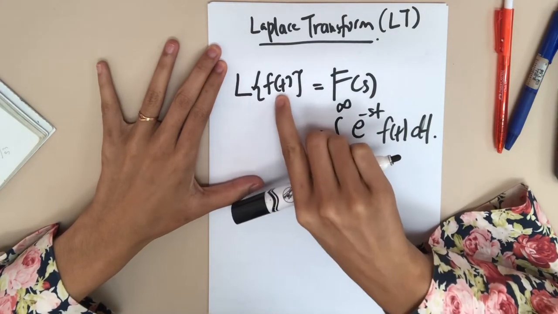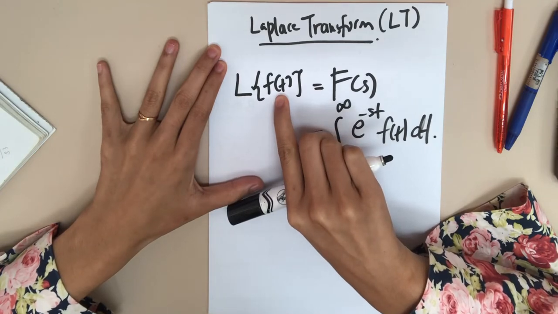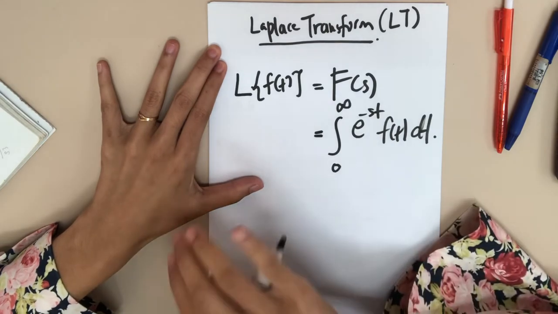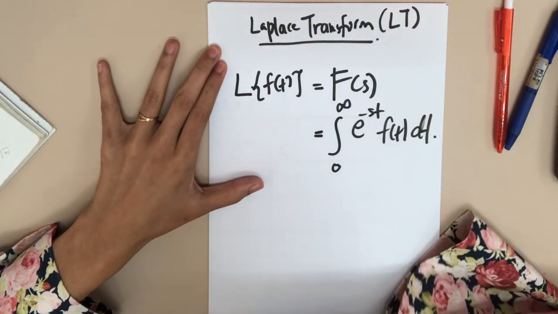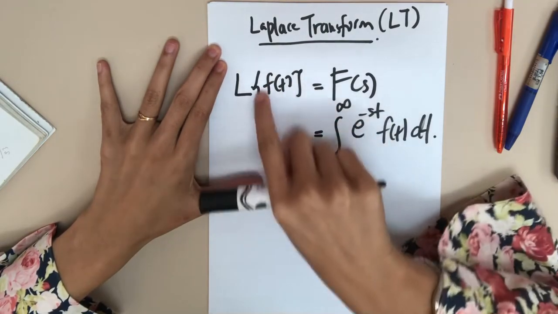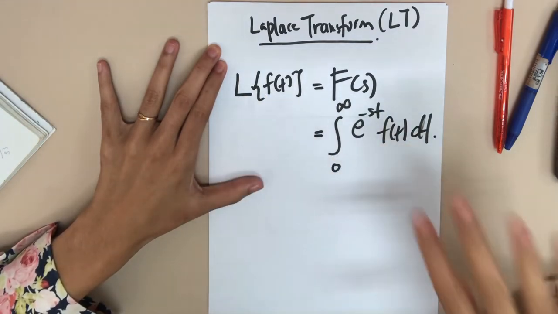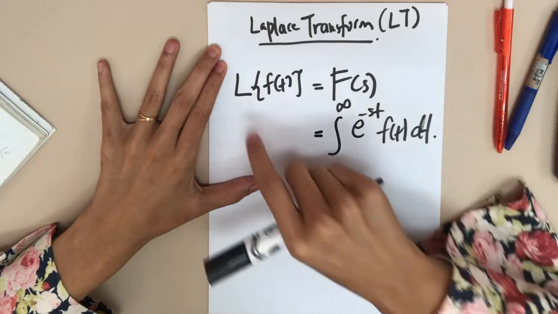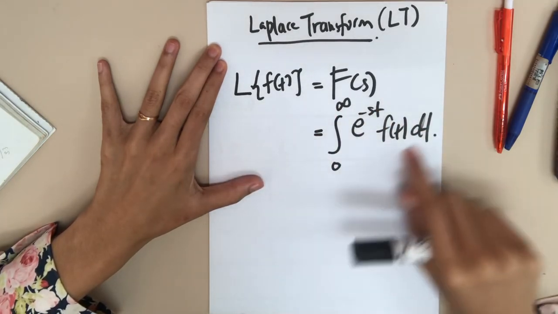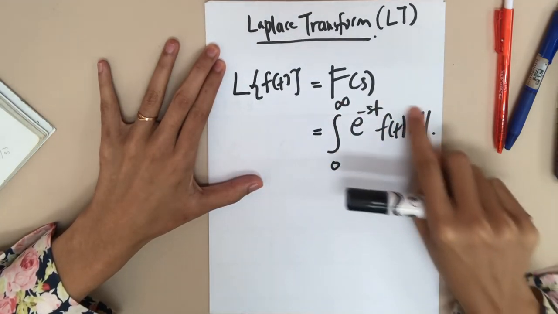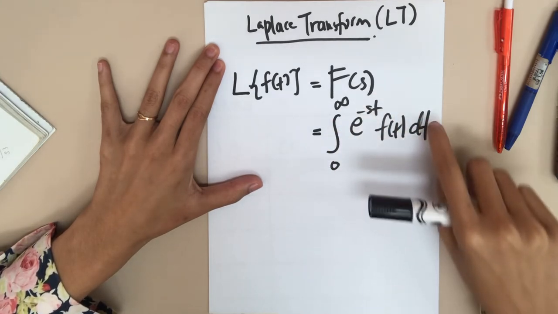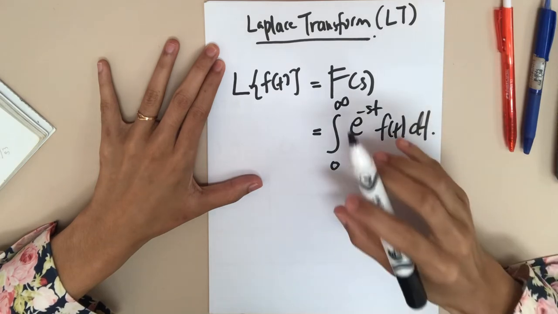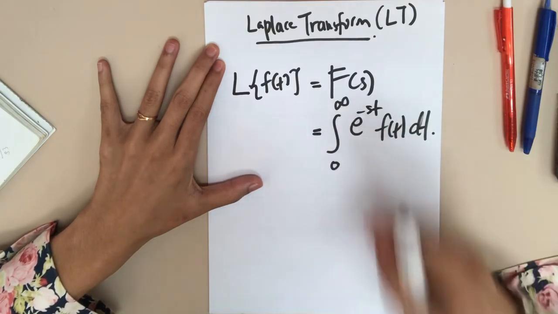The function here can change. It depends on the equation. Maybe sin t, cos t, t square, t cube, exponential. It's up to the question. But this is how we write the definition of the Laplace transform. So how to find the Laplace transform? This is the way, by using integration. So e to the negative st is already fixed. No need to change, it's fixed.